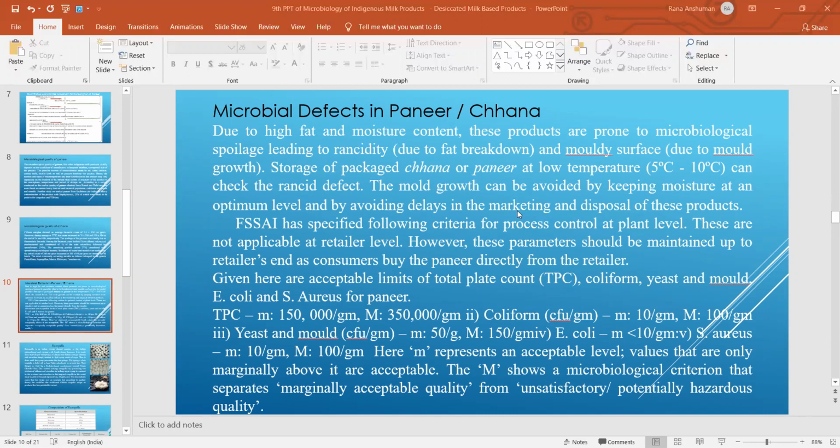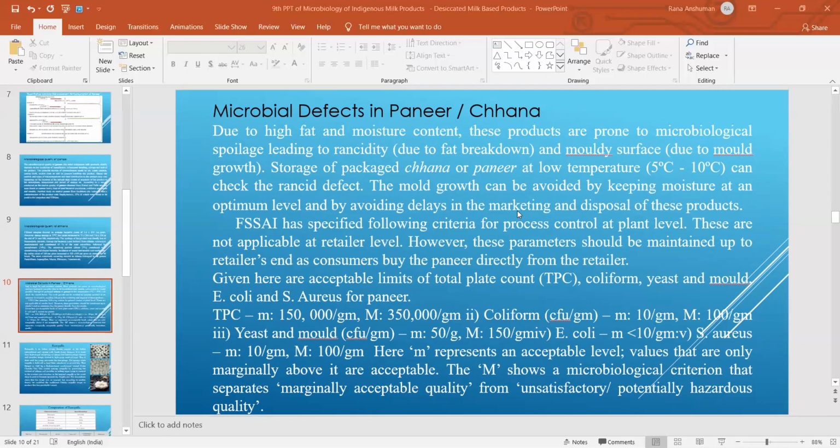So you all have idea that it is a very high fat and moisture content product, and these products are prone to microbiological spoilages leading to rancidity, and it is generally happen because of the breakdown of fat present in the system. And sometimes moldy surfaces is observed on the surface because of the higher population of contaminating mold. So a storage of packaged chana or paneer at low temperature, that is in between the range of 5 to 10 degrees centigrade, can check the rancid defect.